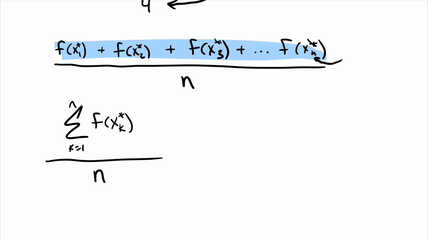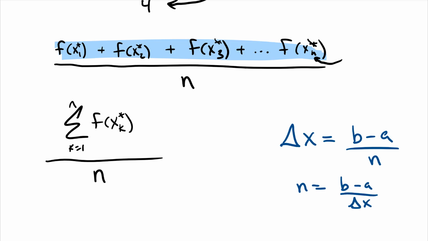One more piece. Do you remember Riemann sums, the delta x? How wide is each rectangle that we're going to make underneath the curve? Remember that this was b minus a over n? Well, let's solve for n. n is actually just b minus a over delta x, by moving the n over and dividing out the delta x.